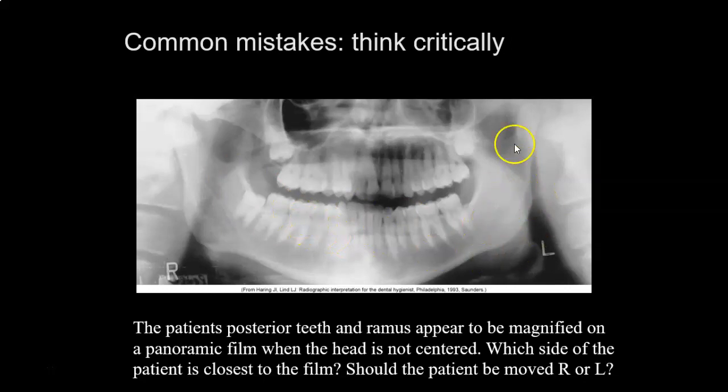So their head is closer on the left side. They need to go right to center themselves into the machine, and then that would get rid of this distortion on the right side. So I guess you have to move in the direction of the magnification, is what this is sort of telling me. If the patient's head is closer to the left side, they need to move right to eliminate this distortion.